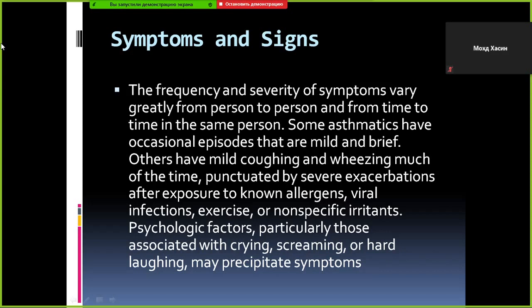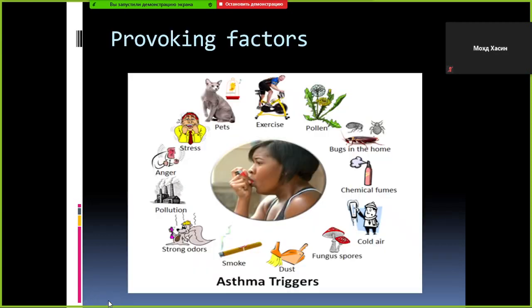Psychological factors, particularly those associated with crying, screaming, or sometimes hard laughing, may precipitate the symptoms of a bronchial asthma attack. So the bronchial asthma attack may be provoked by different types of triggers. Asthma triggers may be stress, environmental pollution, some strong odors or smoking, dust, cold air, exercise, pets, and so on.